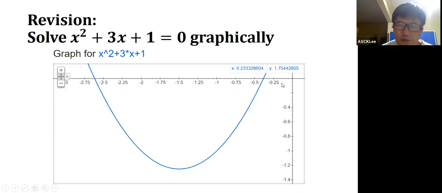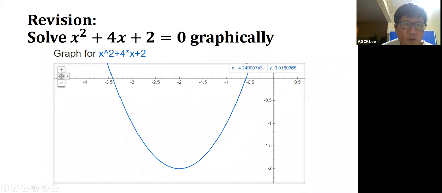What you do is just plot it out, and your solutions are right here and here. All right, so this is like minus 2.6 something. My eyes aren't that sharp, but minus 2.6 something. And this is minus 0.3 something, nearly minus 0.4, very, very nearly minus 0.4. So these are the two solutions for x squared plus 3x plus 1, and I'm obtaining the solutions graphically, like what we did last week.